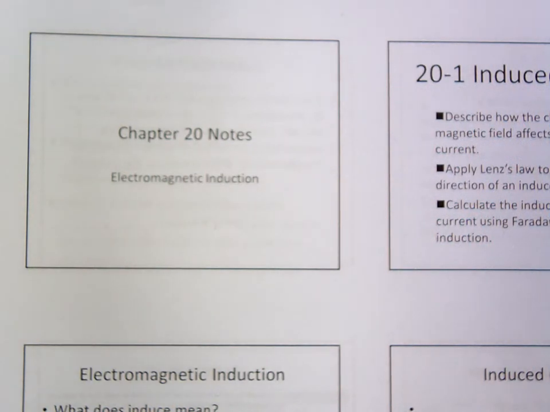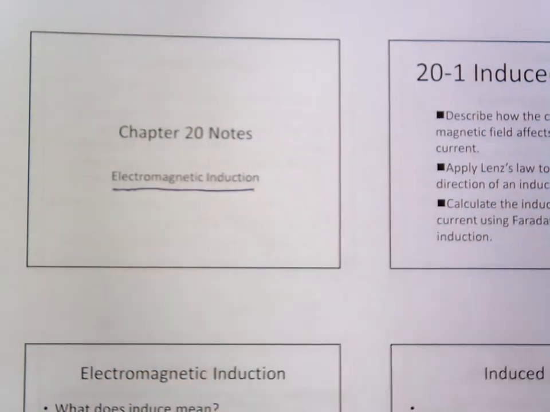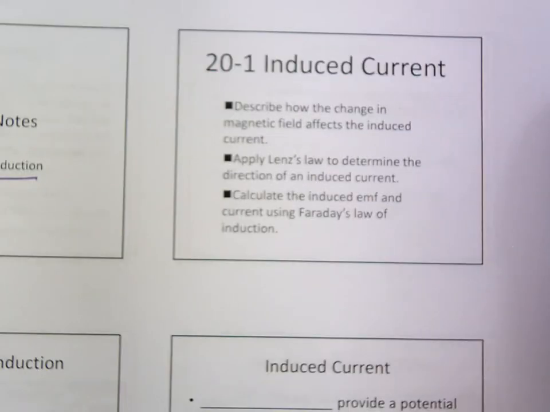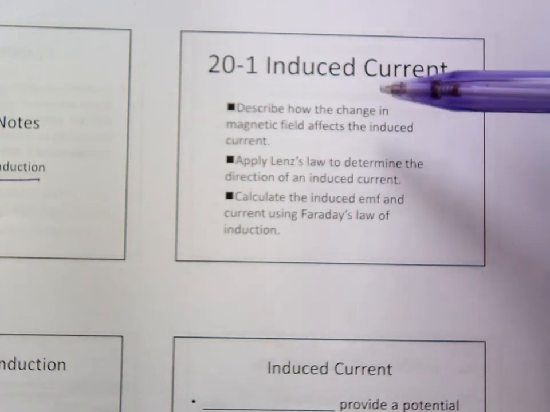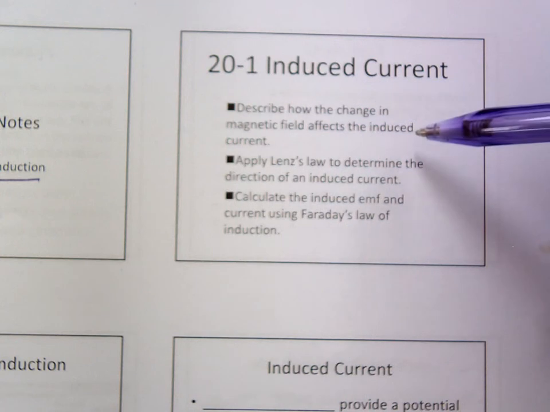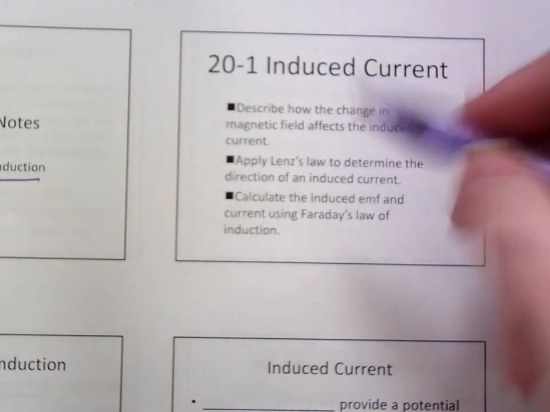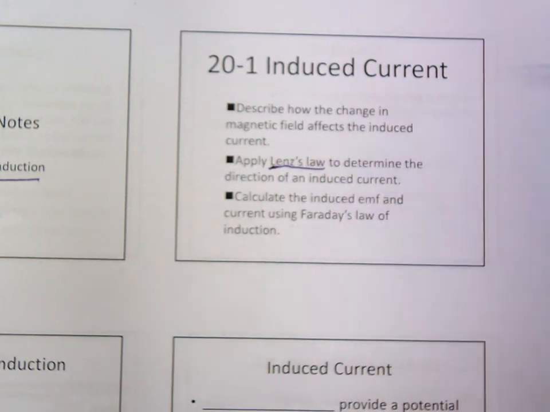Today we're going to be starting notes on chapter 20, which is about electromagnetic induction. And the first section is about induced current. We're going to look at how we can change magnetic fields to create current. We're going to talk about something called Lenz's Law, which determines the direction of that current.